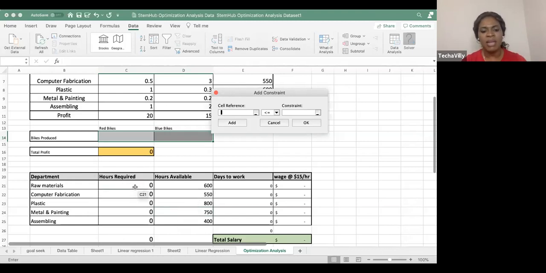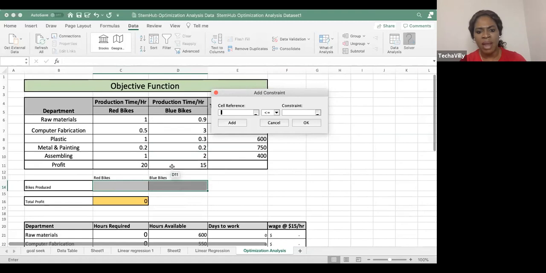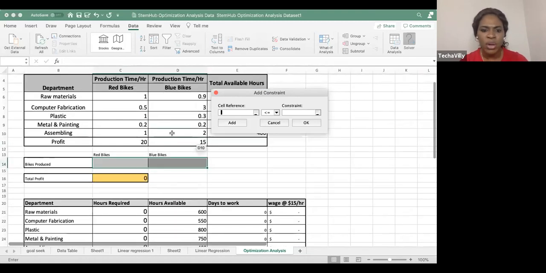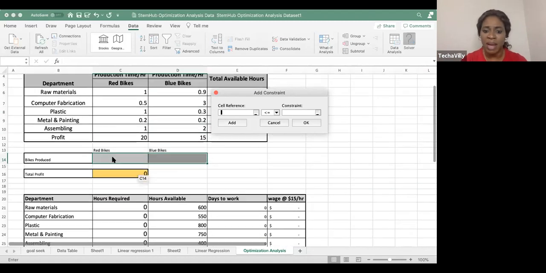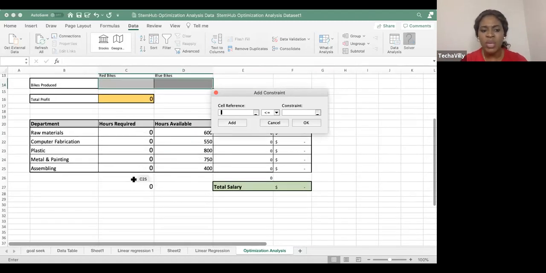And we want to find how many hours we need to produce this, based on the data that we have up here. We can't even go beyond this, because the raw material department can't do more than 1 hour to produce one bike and 0.9 hours to produce a blue bike. So with all this data, how many hours do we need to produce this number that we don't know yet?